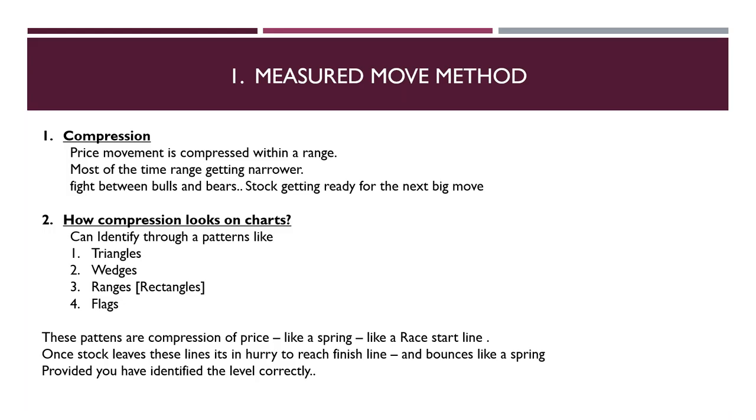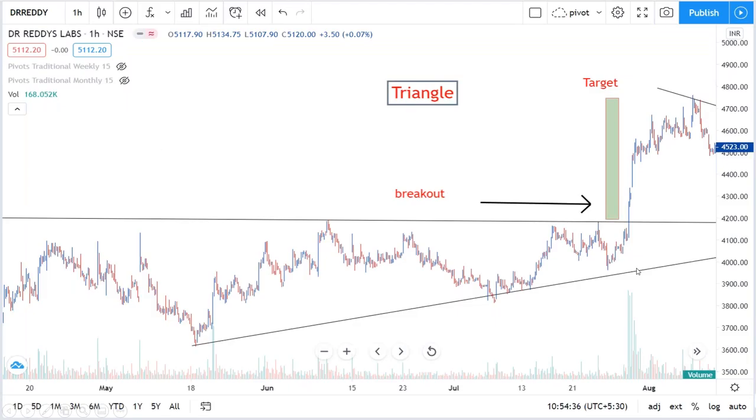Now, what are these patterns? These patterns are like a spring. Before a bigger move, the stock price is compressed like a spring. And when you release it, it races from the start line to the finish line in a hurry. Once the stock leaves the line, it's in a hurry to reach the destination, and it will bounce like a spring. So that is called the compression method. Provided you can play this, provided you identify levels correctly. Now I'll cover each part, triangles, wedges, and everything.